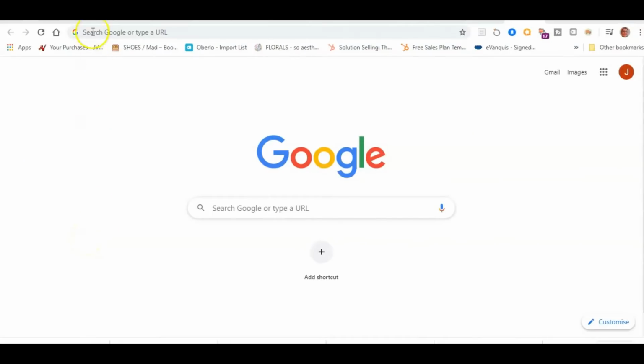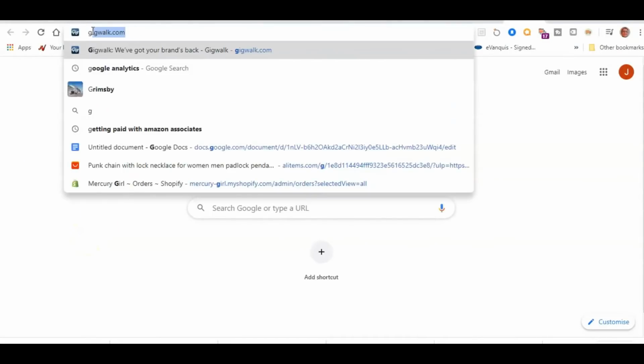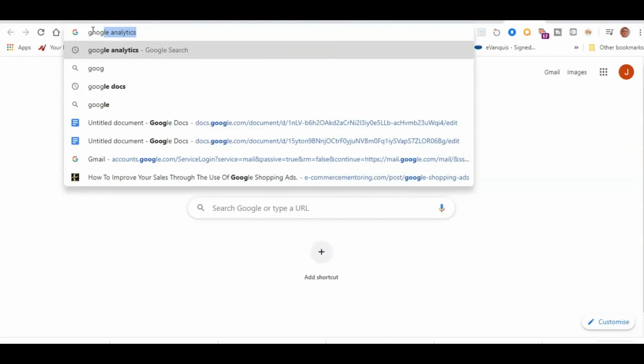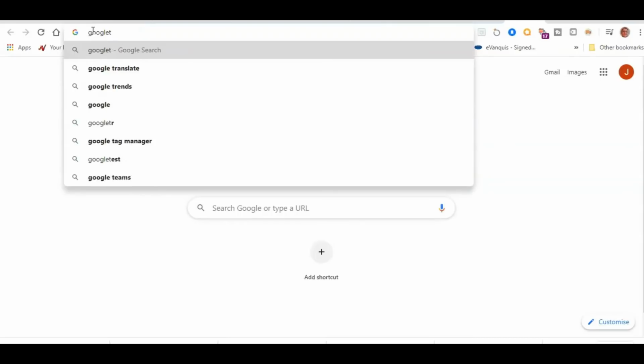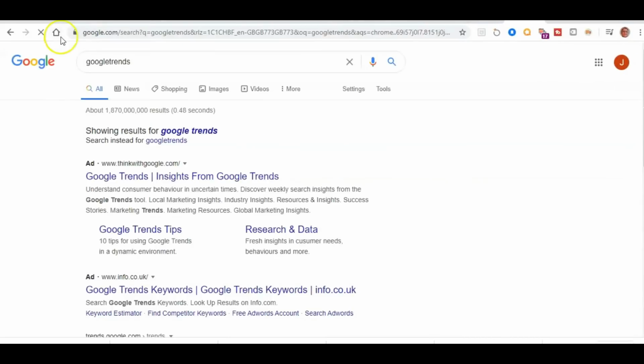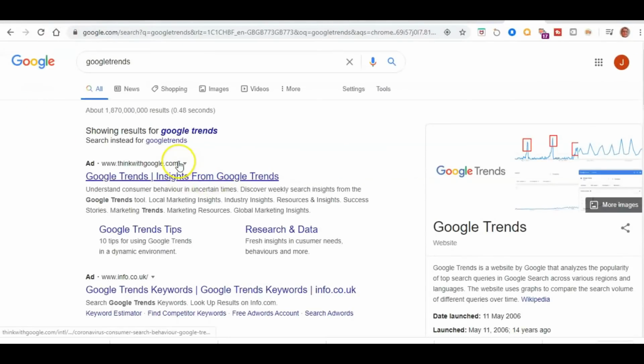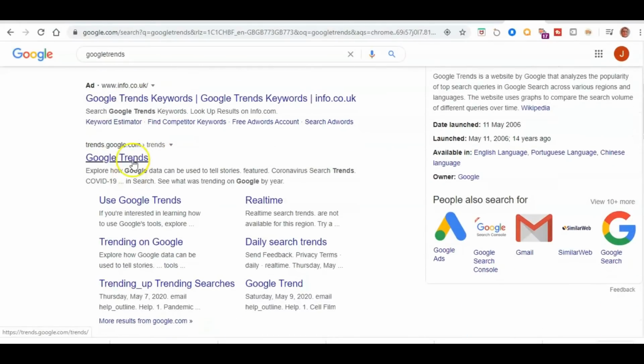Okay, so the next place I'm going to look is Google Trends. So let's go to Google Trends. Oops, if I can spell it correctly. Let's have a look. Let's find Google Trends. Here we go.